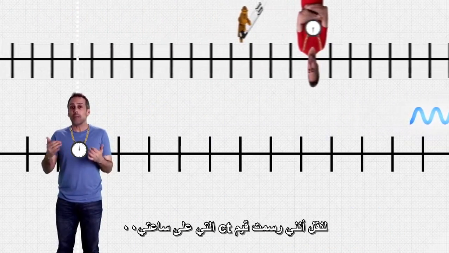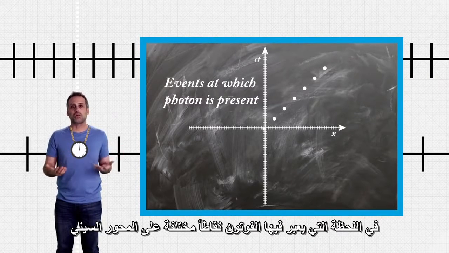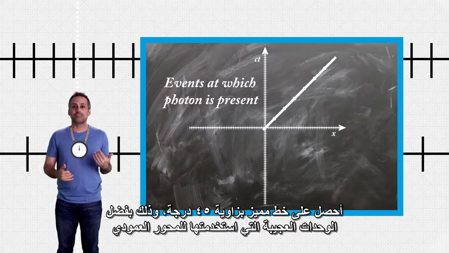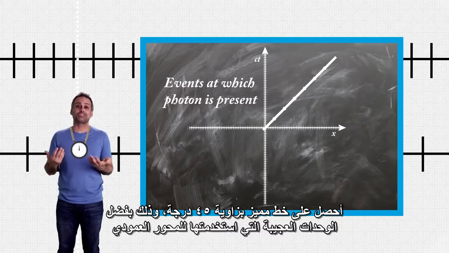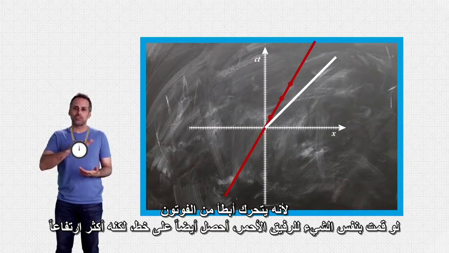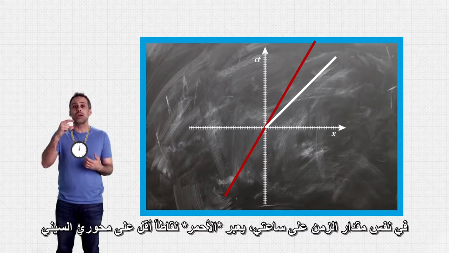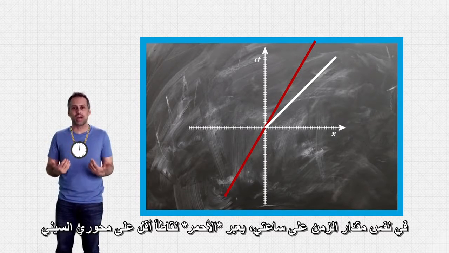Anyway, say I plot the values of ct on my clock as the photon passed different marks on the x-axis. I get a nice 45-degree line, thanks to the funky vertical axis units I was using. If I do the same for the guy in red, I also get a line, but that one is more vertical, since he moves slower than the photon. In the same amount of time on my clock, he passes fewer marks on my x-axis.